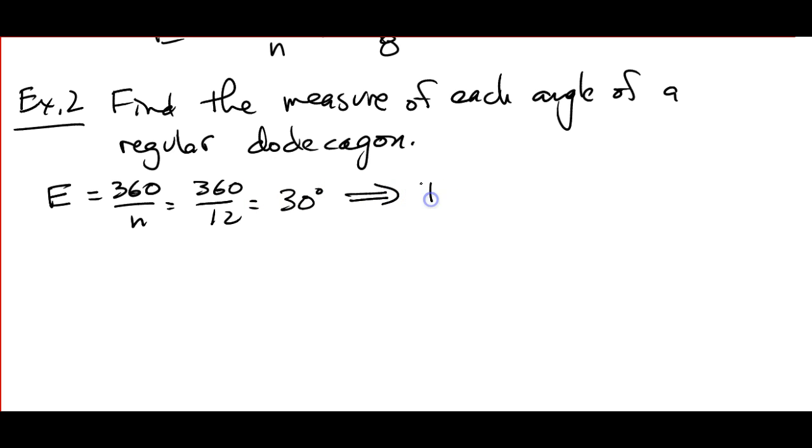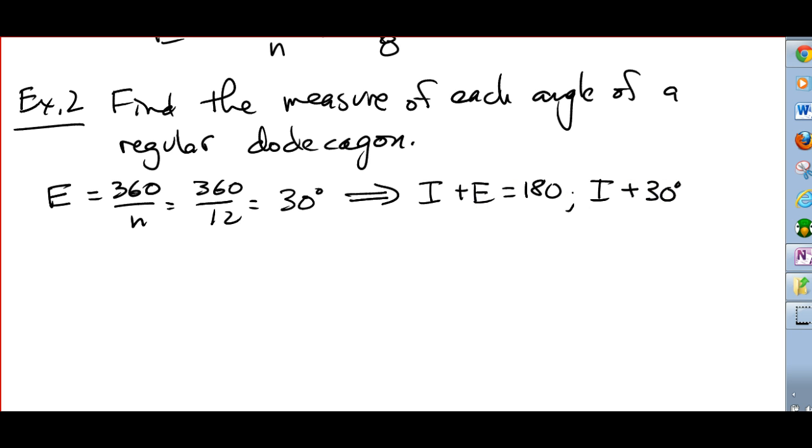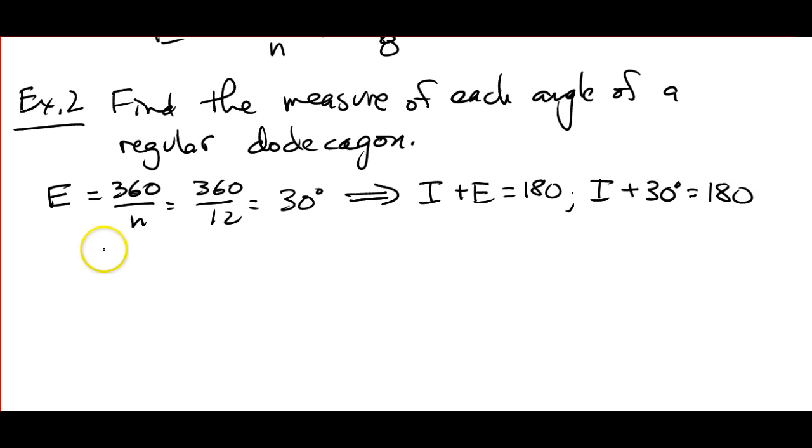Then, since I know that the interior angle plus the exterior angle is equal to 180, I can find the interior angle. So I plus 30, which I just found as the exterior angle, is equal to 180, which means that I is going to be 150. Again, I really don't care how you do it, but I prefer to use the exterior angle theorem just because it's so much simpler.